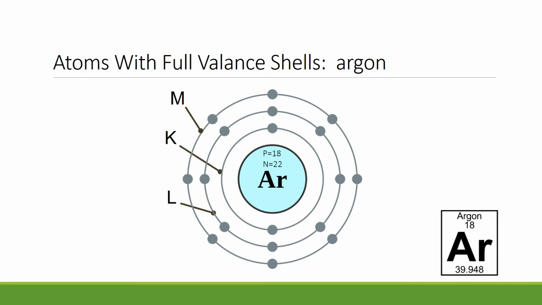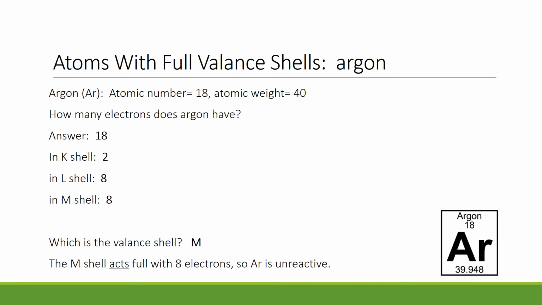Although the M shell, or the third shell, holds 18 electrons, it always acts as if it's full when it has 8 electrons. So in this case, the third shell has 8, and it will act like it's full. Since argon has an atomic number of 18 and an atomic weight of 40, that tells you it has 18 electrons. In the K shell, there are 2 electrons. In the L shell, there are 8 electrons. And in the M shell, there are 8 electrons. So the valence shell is the M shell.